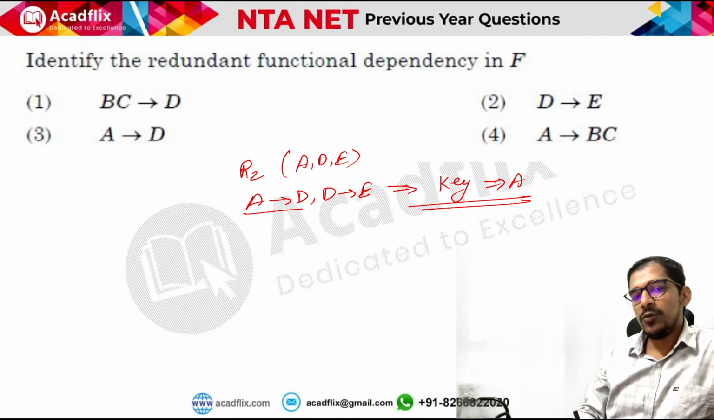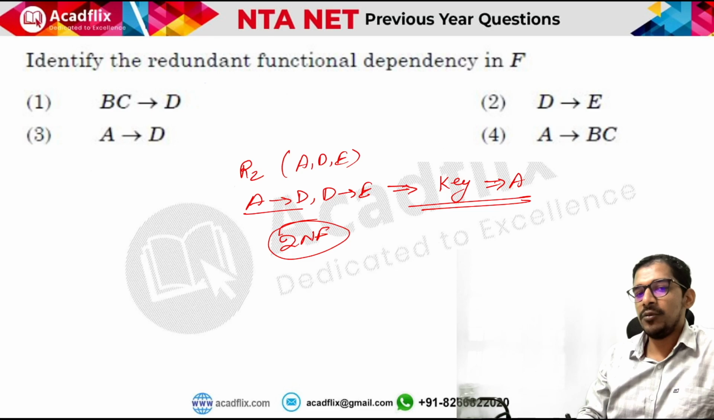So first check for 2NF. 2NF says that there should not be any partial dependency. There is no possibility of partial dependency because there is only one prime attribute, which is a simple key. So this is okay, that means the relation is in 2NF. If we check for 3NF, 3NF says that either the left hand side should be a super key, which is fine here, or the right hand side should be a prime attribute. But in the dependency D tends to E, the left hand side is not a super key and the right hand side is also not a prime attribute. So it is not in 3NF.